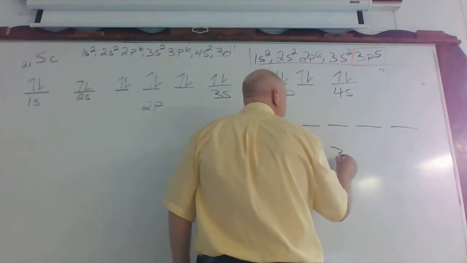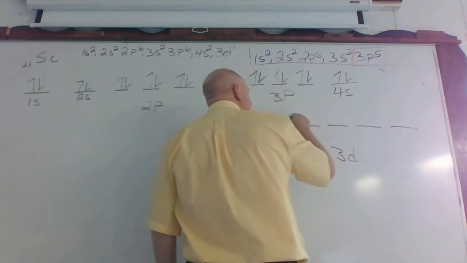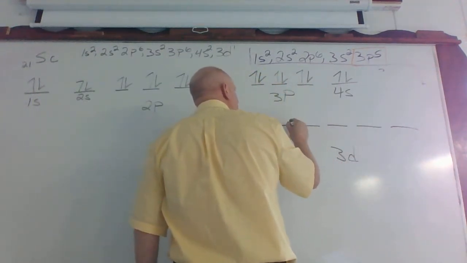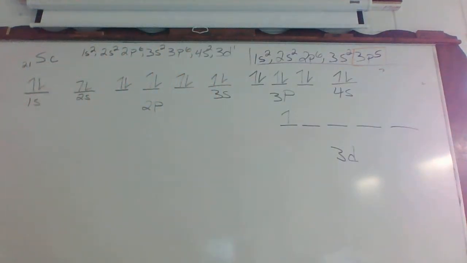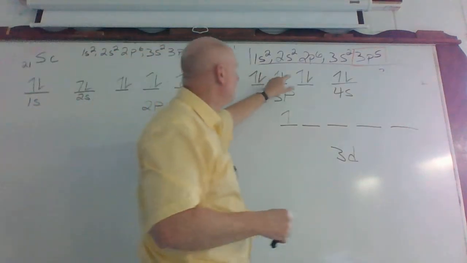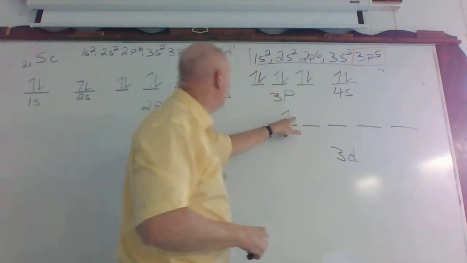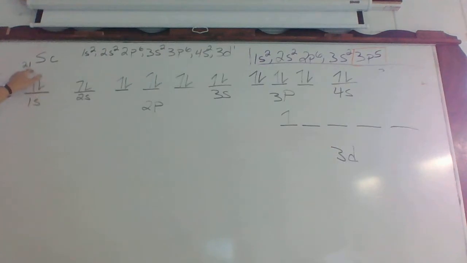Put 3D under here, and how many arrows? And each one of these arrows, okay, denotes 1 electron. Okay, so you add up all the arrows, you would get 21. 2, 4, 6, 8, 10, 12, 14, 16, 18, 20, 21, and that's what we have for the element scandium.